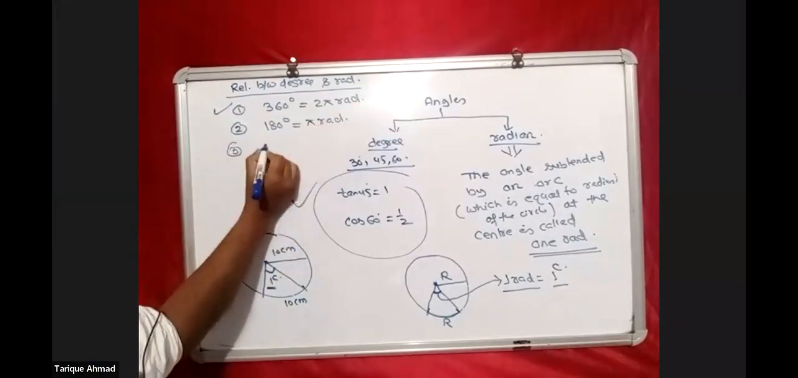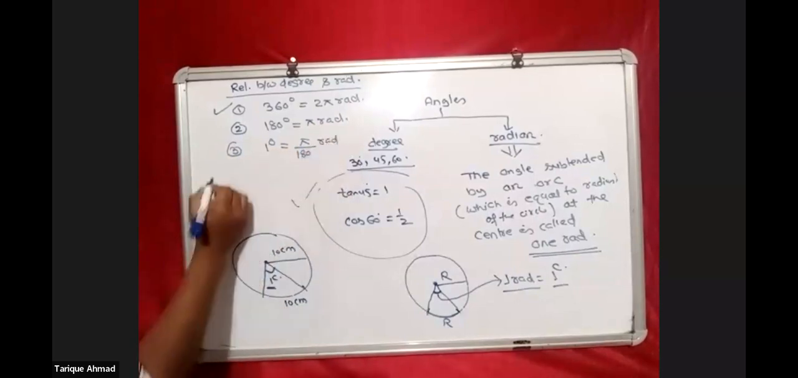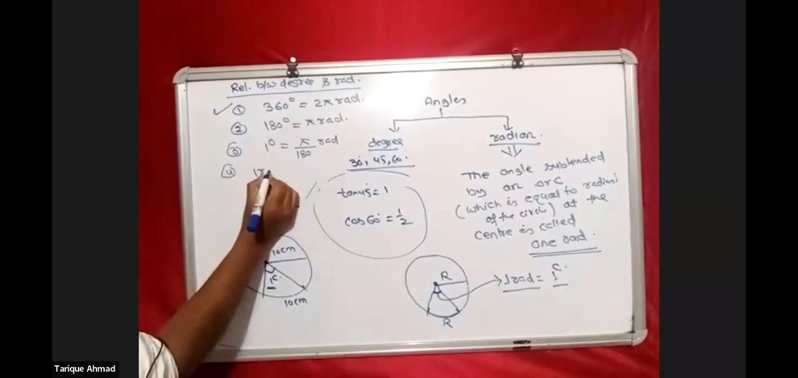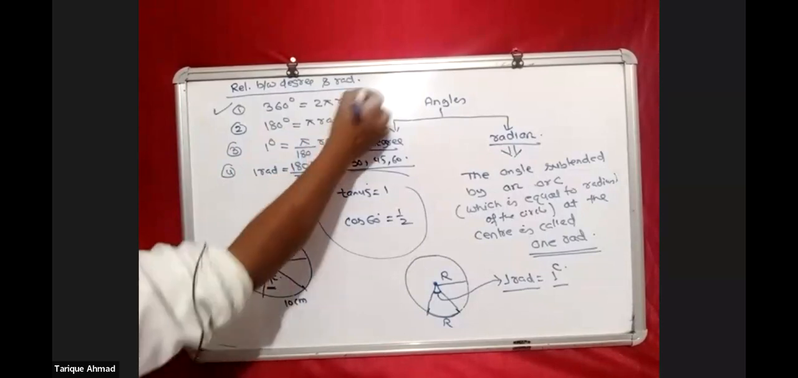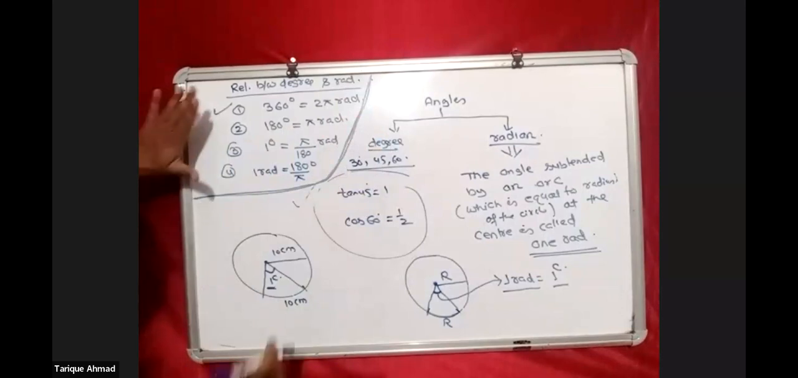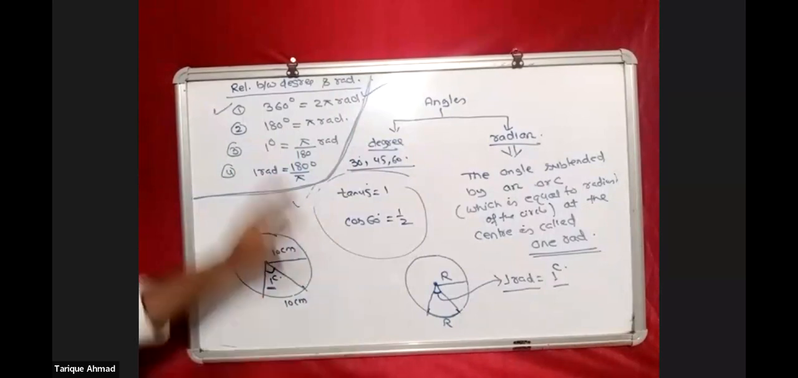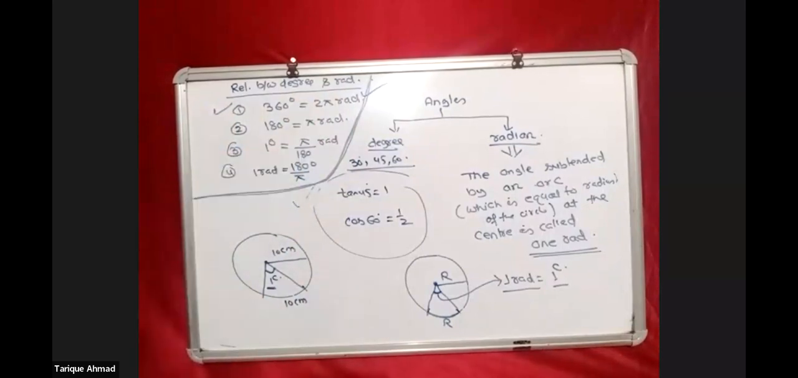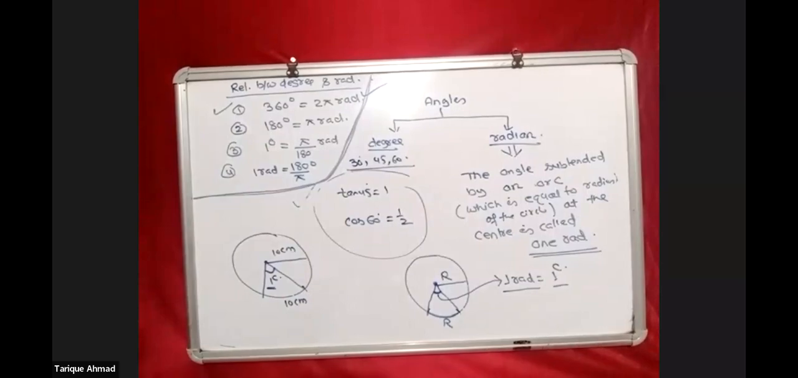Then we can write 1 degree equal to pi by 180 radian, or we can write 1 radian equals 180 by pi degree. These are the basic points we have to keep in memory, all derived from this point. So if we forget, we have to start from here, that 360 degree is equal to 2 pi radian. Then we can calculate any one. Correct? Yes.